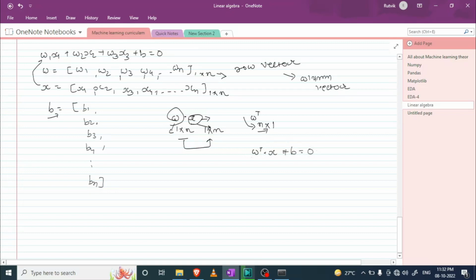Now we get the equation for this, and if we generalize this term, it is like this: w1 x1 plus b1, then w2 x2, like this. I forgot about this: plus b is equal to 0. So this is the generalized form of the equation. With the help of this equation you can calculate a line, a plane and a hyperplane.